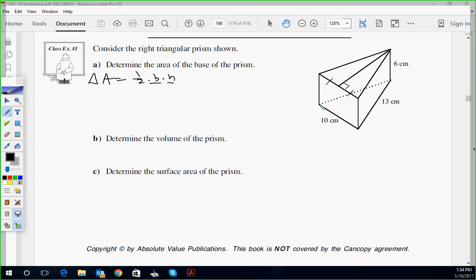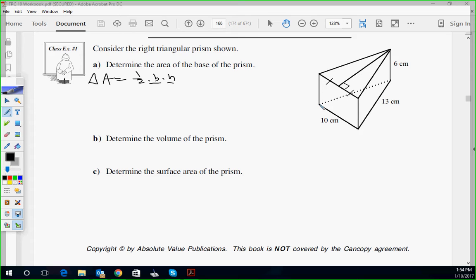This is the triangle. It says determine the area of the base of the prism. So it says base of the prism, guys. The base of the prism is a triangle, top or bottom, doesn't matter which one you use. That's the base of this prism because that's the shape of the prism. It's a triangular prism.